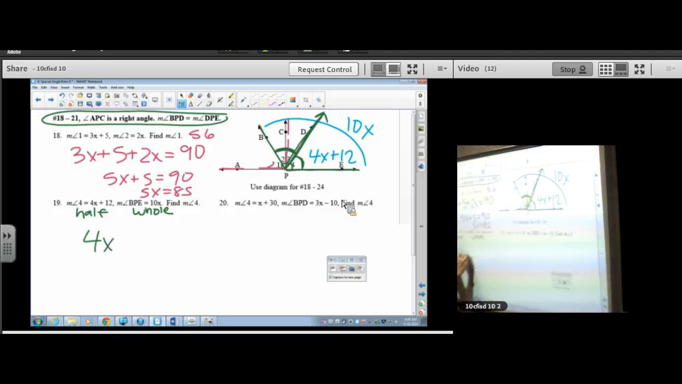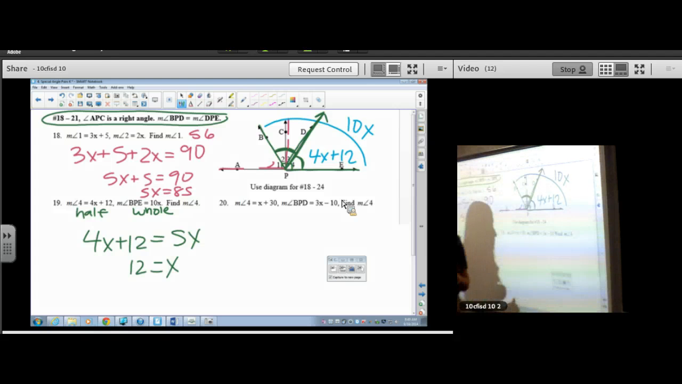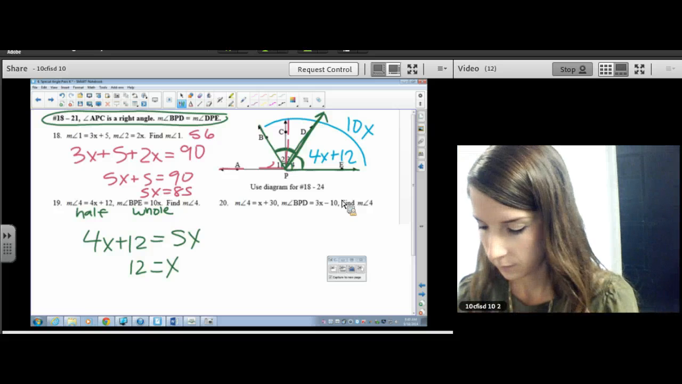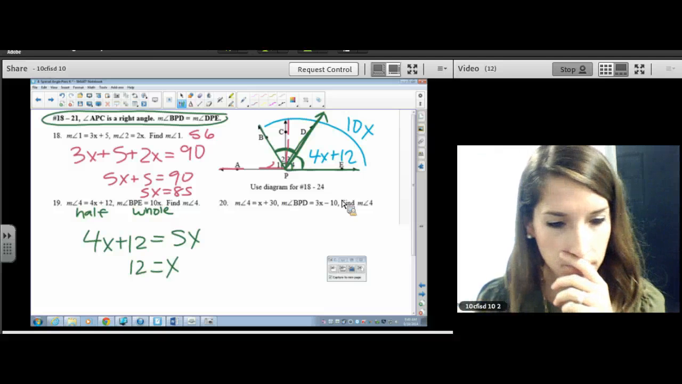by 2. 4x plus 12 equals 5x. Look at that. Subtract 4 from both sides. X is 12, and you just plug it back in. 4 times 12 plus 12. 60 degrees.